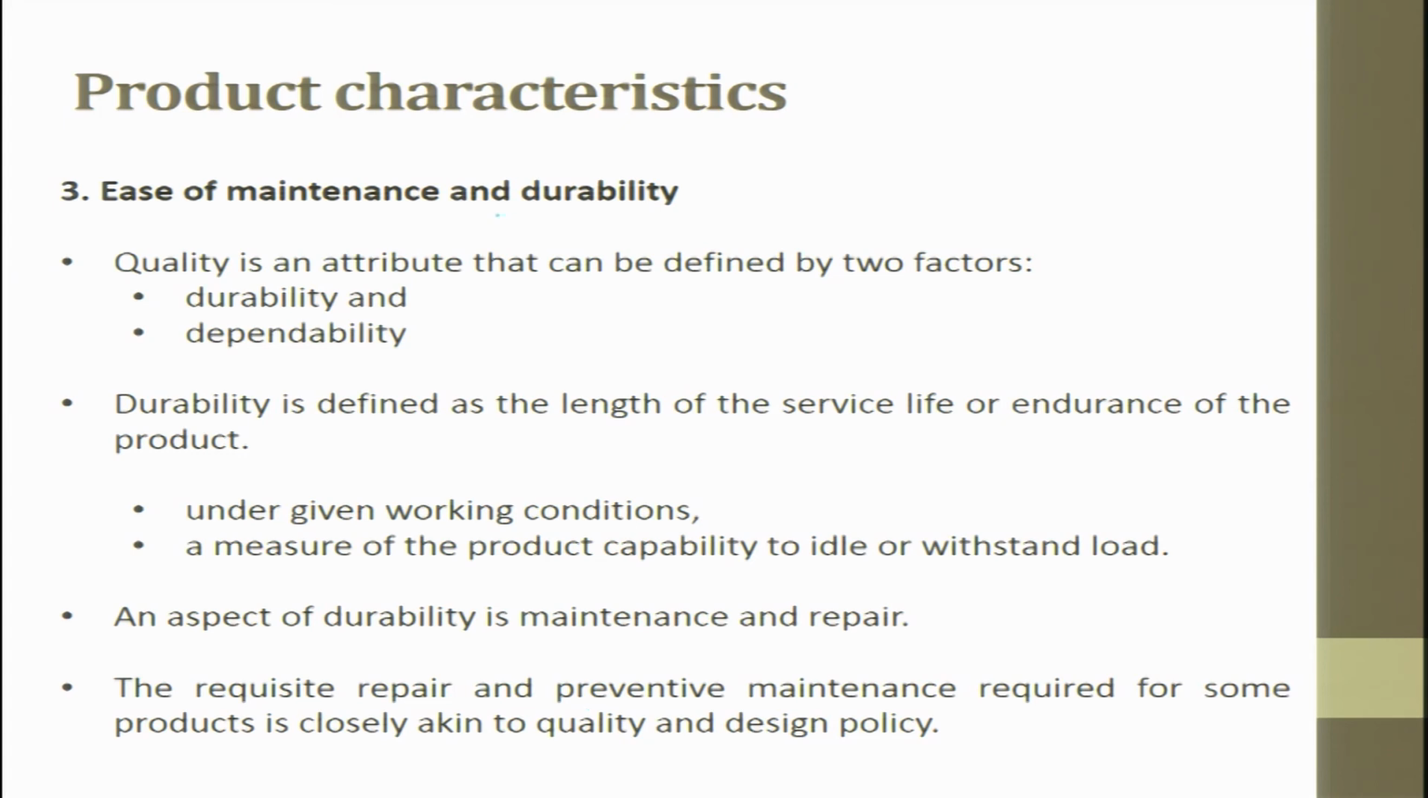Ease for maintenance and durability. Quality is an attribute that can be defined by two factors: durable and dependable. When you buy a shoe, we always look for durability and dependability. Durability is defined as the length of the service life or endurance of the product. Under given working conditions, a measure of the product's capability to withstand load is the definition of durability.